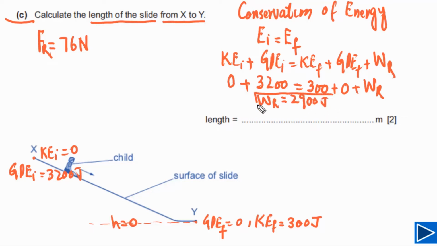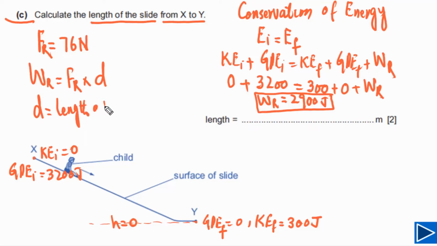So this is the work done by resistive forces, and work done by resistive forces is equal to resistive force times the distance traveled. Distance traveled is equal to the length of the slide between X and Y. Now we need to find D, so simply we can say this is work done against resistive forces divided by resistive force, FR.